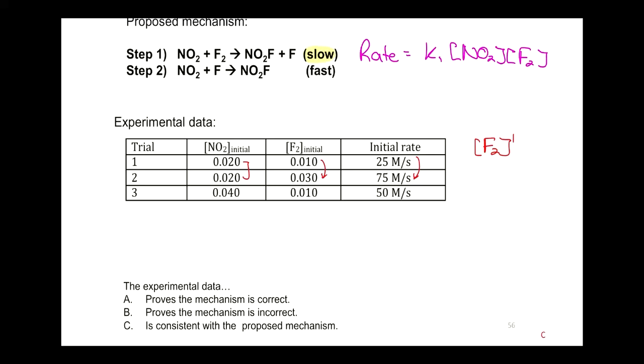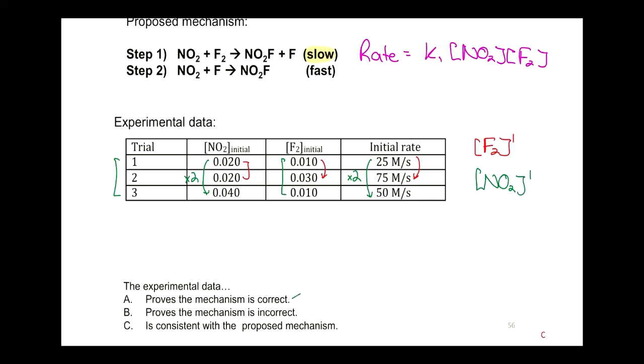So now let's look at the other reactant. What 2 trials do I want to focus on? Trials 1 and 3. Because what's special about trials 1 and 3 is that F2 stays constant, but NO2 doubles, and then what happens to the initial rate? It also doubles. So that means NO2 is what order? Also first order.